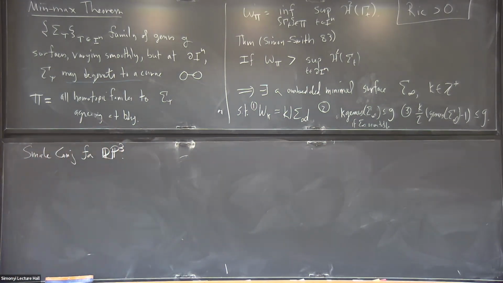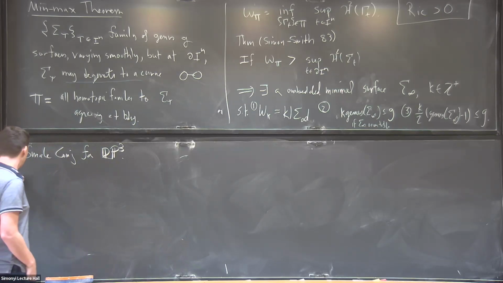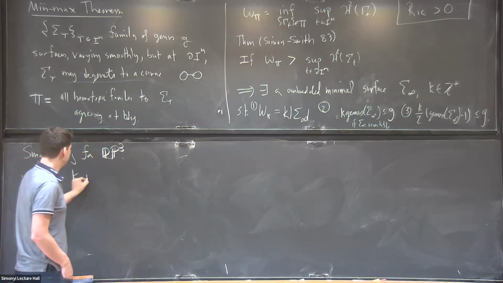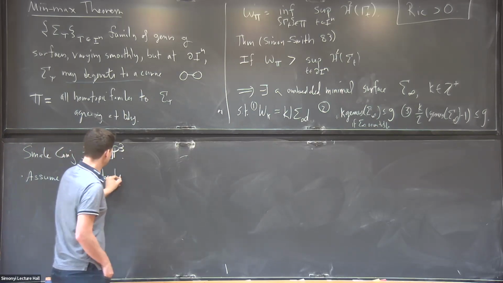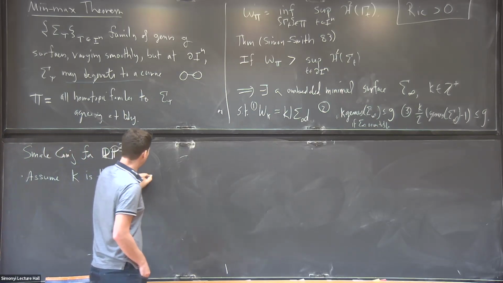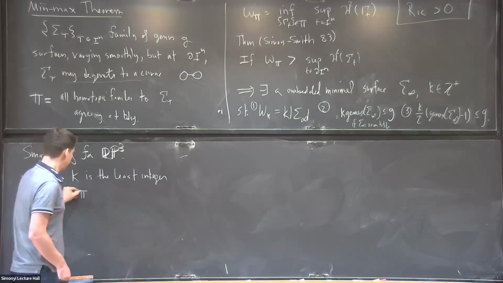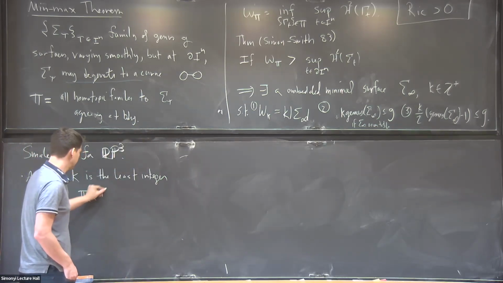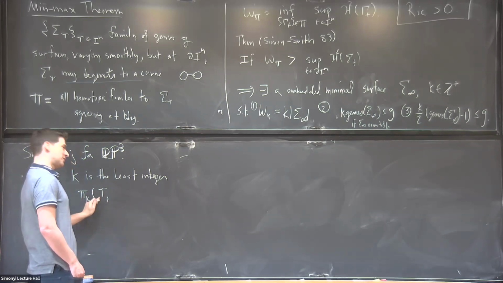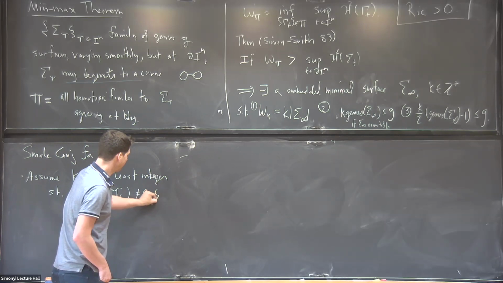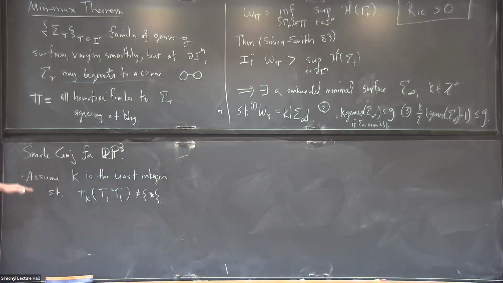So we want to show that these relative homotopy groups vanish. Well, that means there has to be at least one which doesn't vanish. So let's assume k is the least integer such that the relative homotopy group of tori relative to the Clifford tori is non-trivial. Okay, and that means that I have a non-trivial family.